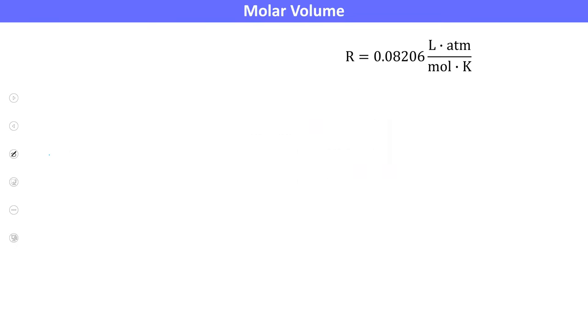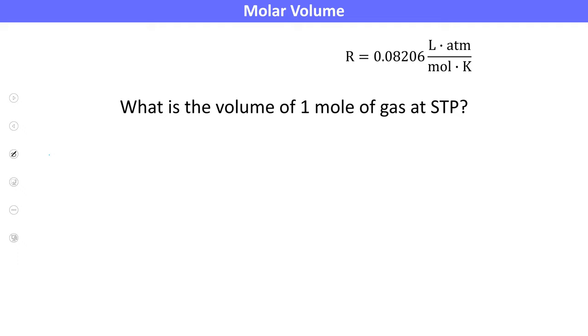The other advantage, I guess we'll see it in a second. Let's say we had exactly one mole of gas at exactly STP. What's the volume of one mole of gas at one atmosphere of pressure and zero Celsius? How would we solve that? More of the same, right? We're looking for volume, one atmosphere. T is temperature, so zero Celsius is our standard conditions, so 273 Kelvin.